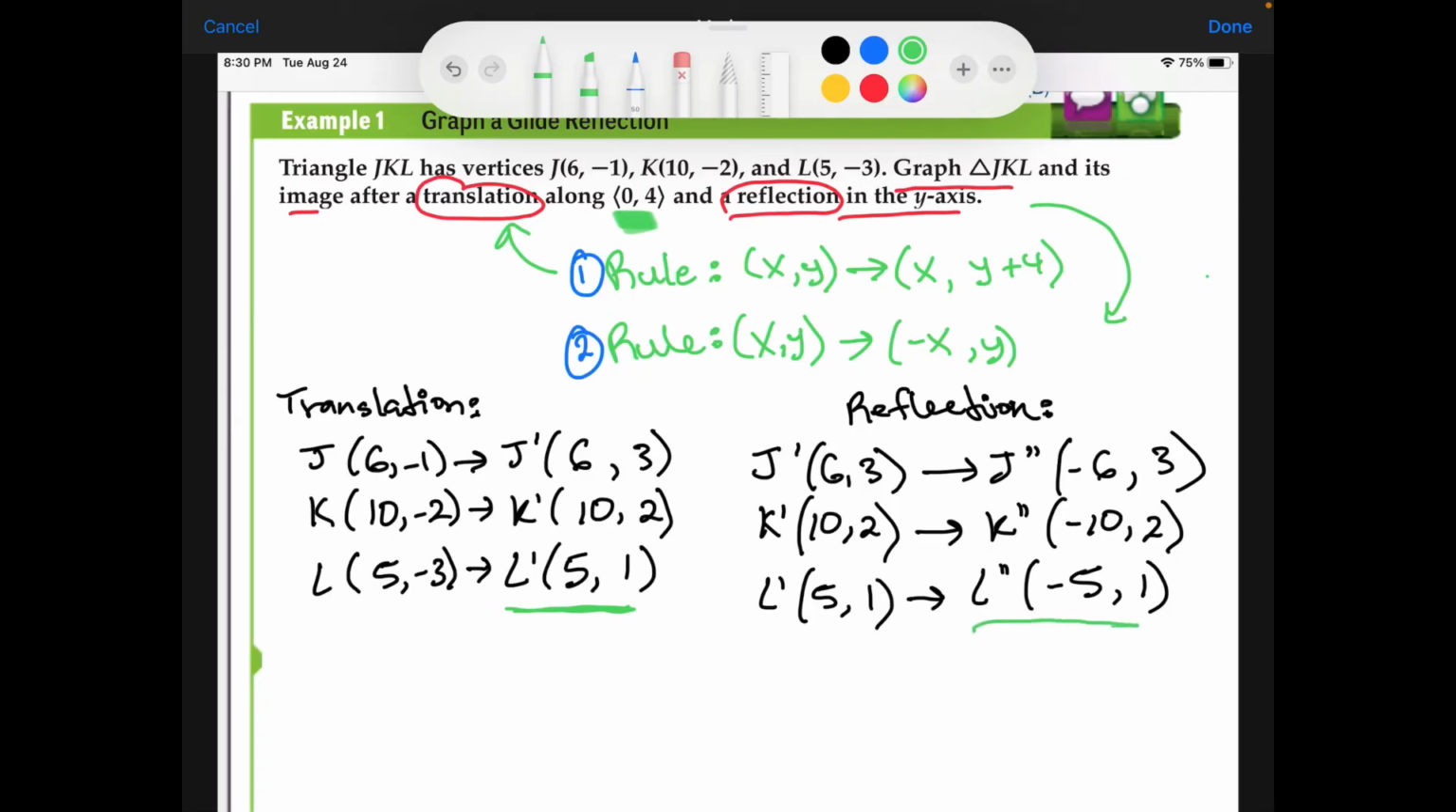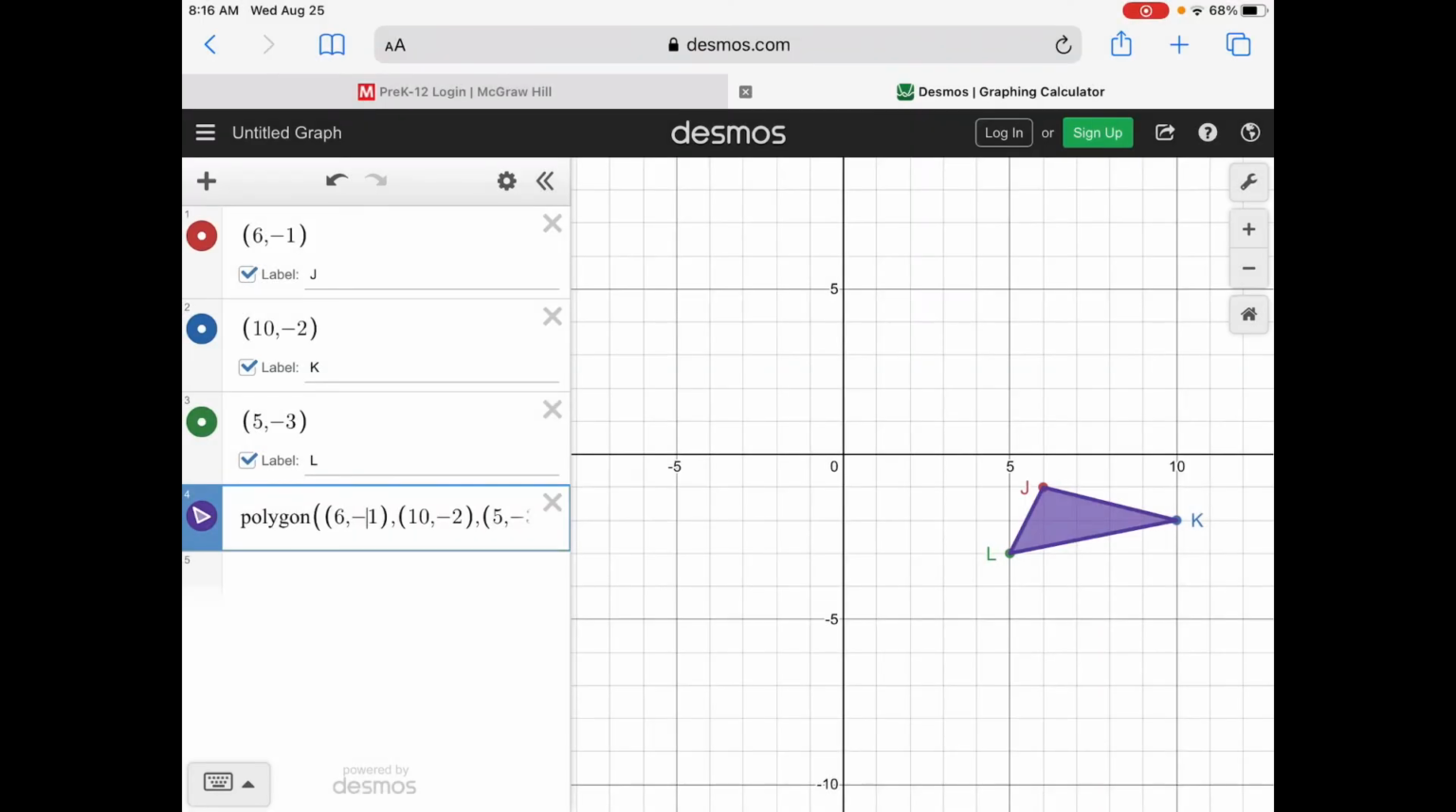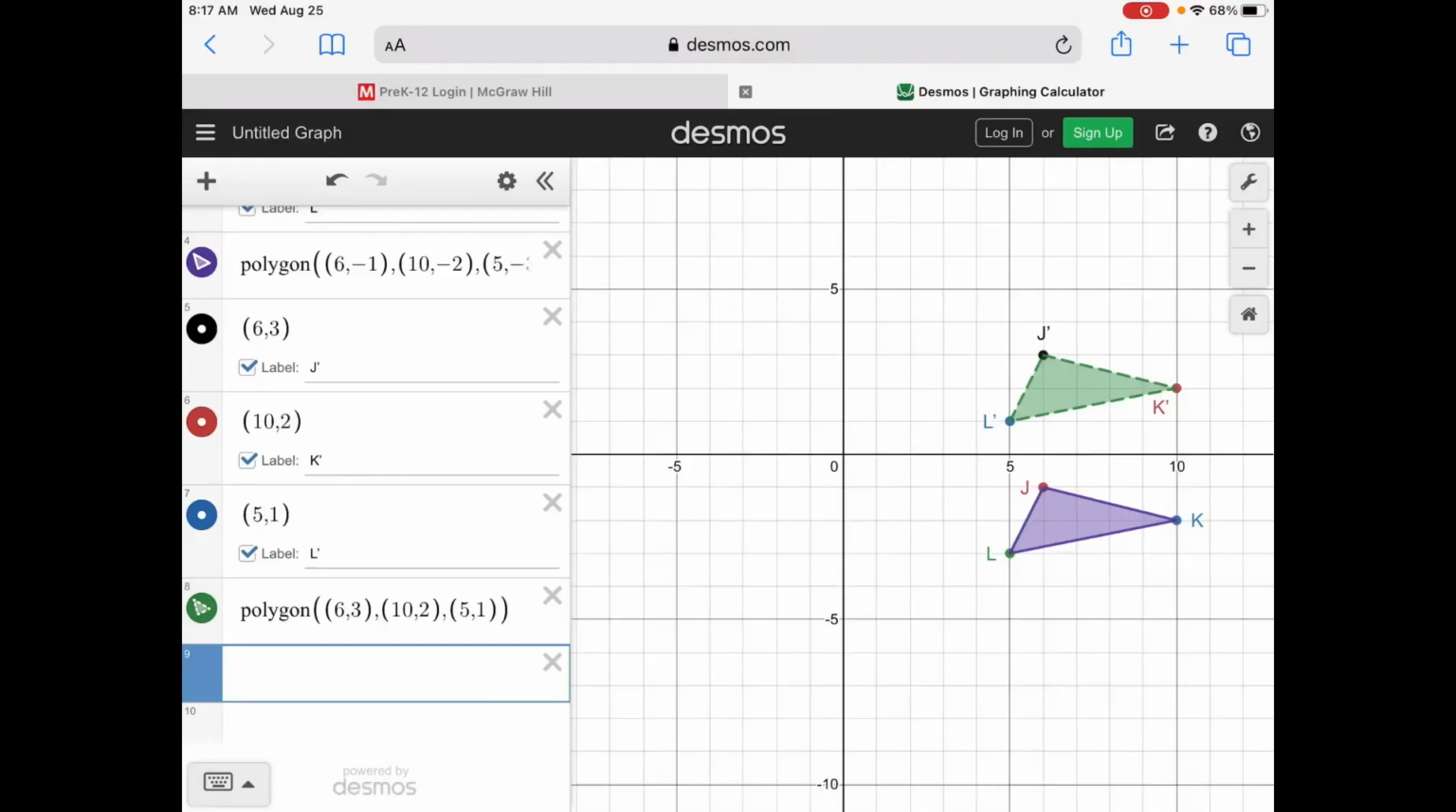All right, so here we have our final product, if you will. So now let's go ahead and graph these on Desmos so you can see visually what's going on. Okay, so here we have our original triangle, and now I'm going to do our first transformation. And so we will see our first transformation, which is the translation. So as you can see in the picture, we took our purple triangle and we slid it up a few notches. And so that's my translation.